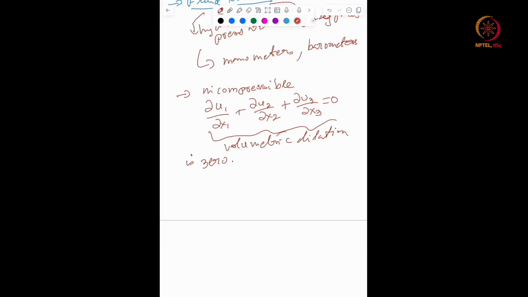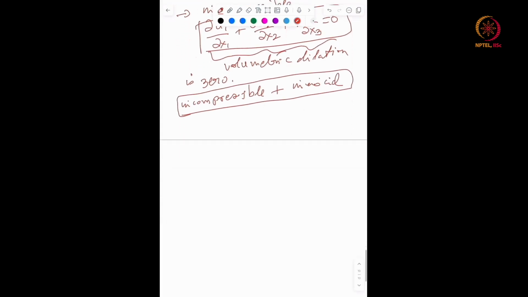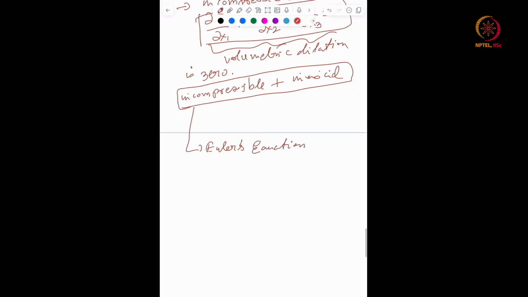So you can get the ideas about this. This is incompressible. When you have incompressible plus inviscid, that means there are no viscous forces acting on it. The viscous force and friction is basically neglected. This leads to what we call the Euler's equation. So this is what the Euler's equation is.